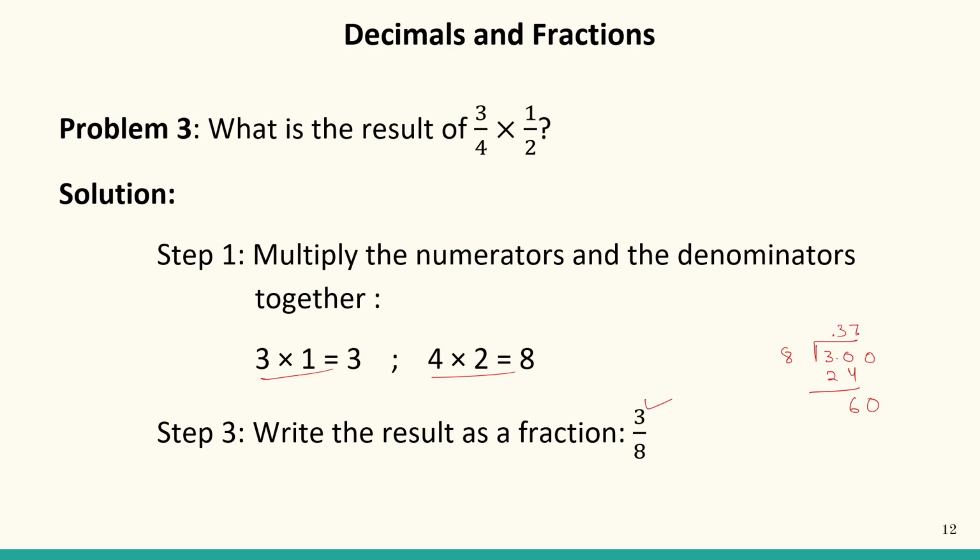8 into 7. Okay, that is 56. Then 4. Then another 0. So that will become 5. Okay, and here we have 0. So in decimal it will be 3.0.37 and 5. Okay, this is not asked, but I just evaluated it.